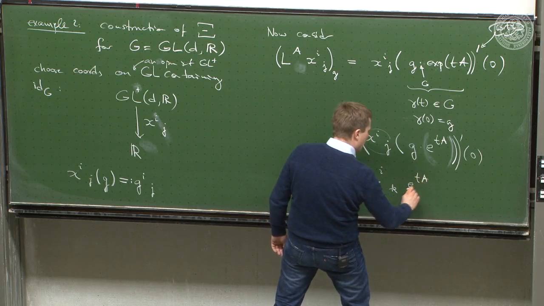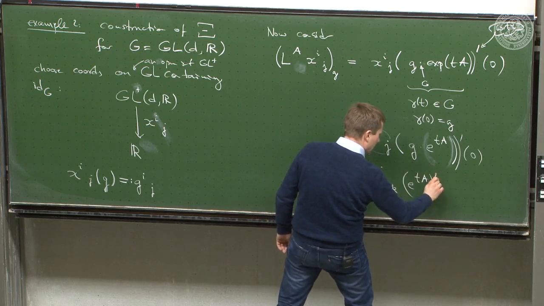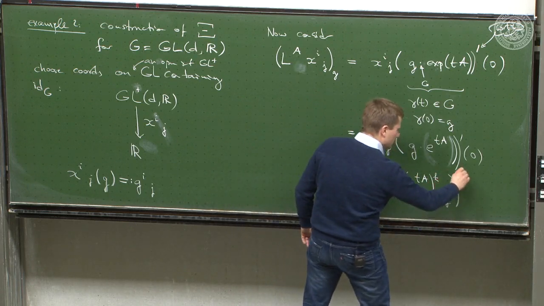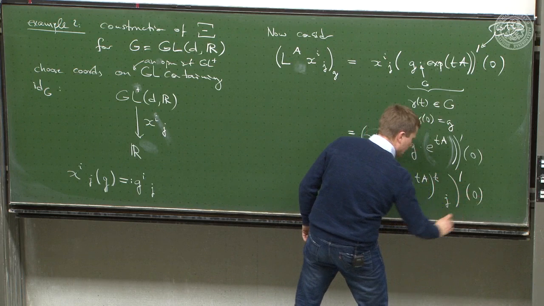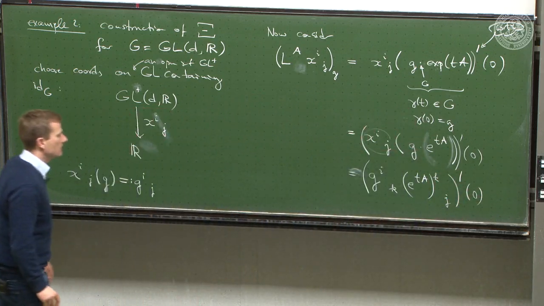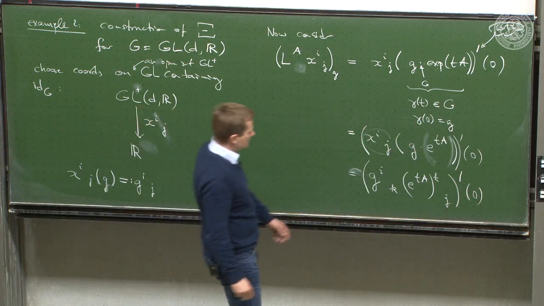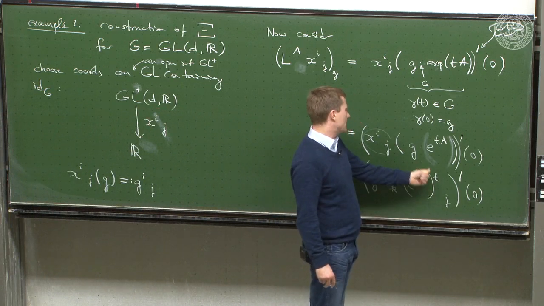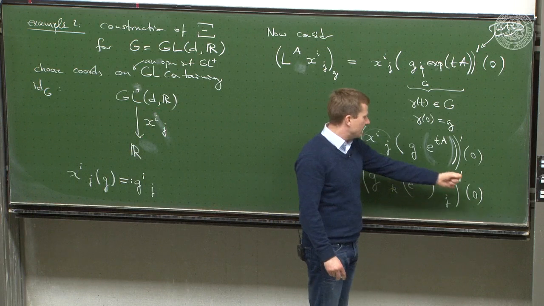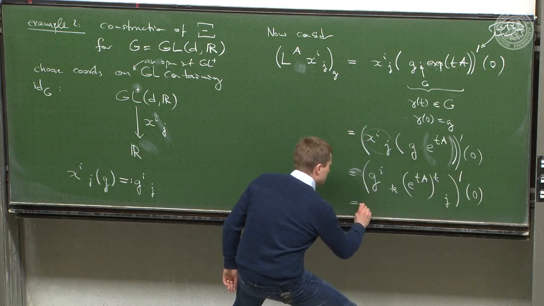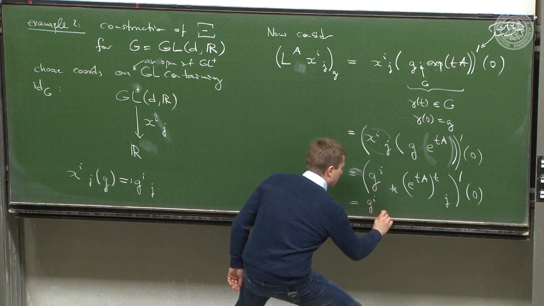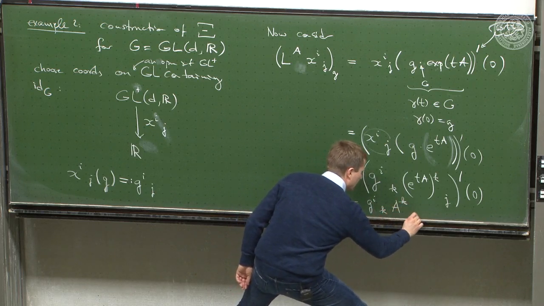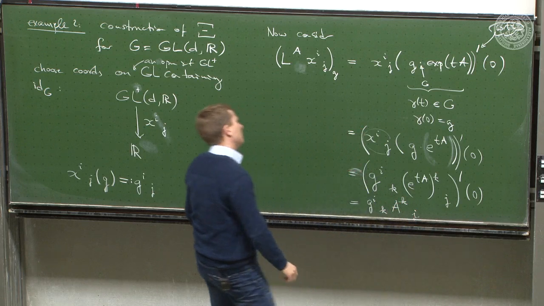(e^{tA})_kj, all of this derived with respect to t at point 0. But of course, this is a fixed matrix, so it only acts on here. It pulls the A in front. It evaluates at 0. The result is G_ik A_kj times the identity.